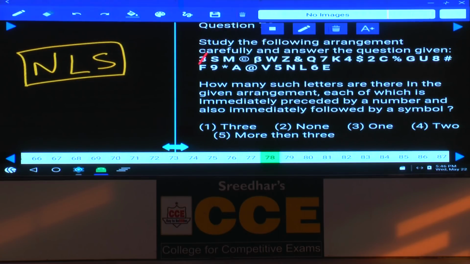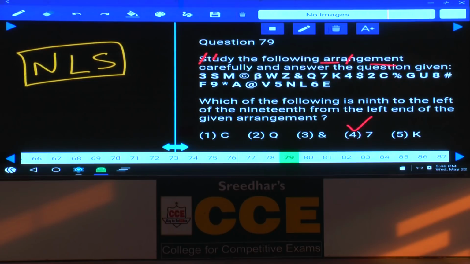This is number, letter, it is not followed by a symbol. Next one, number, letter and symbol. Number, letter and 4 is not a symbol. This is number not followed by letter. Now 2C percentage, that is 1, isn't it? Number, letter and symbol. Next one, number 8 and 9 is a number, and V and L. Then hence how many are there? There is only one such type, that is choice 3.